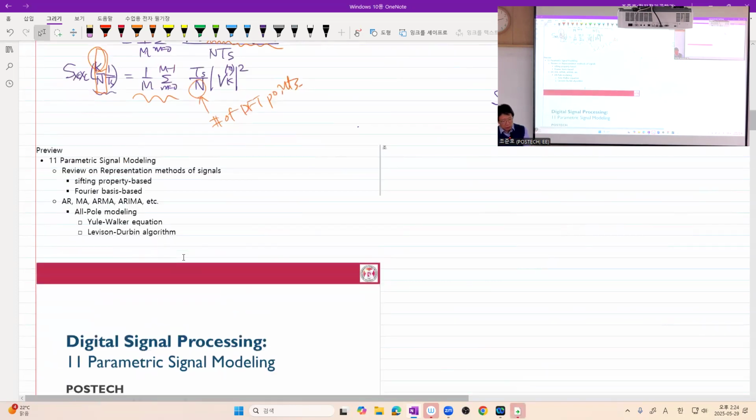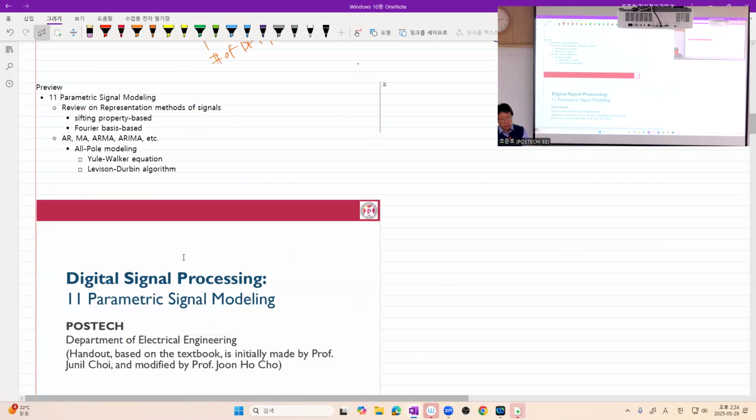Anyway, so that's all for chapter 10, and here goes chapter 11. So the topic of chapter 11 is, as the title says, parametric signal modeling. And this is, at the first glance, strange, sounds strange.